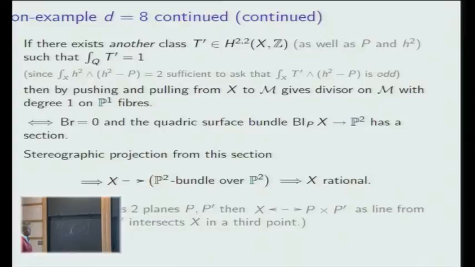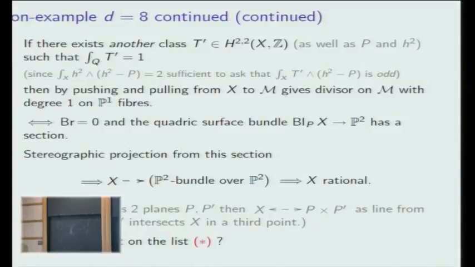If you take a point in one plane, a point in the other one, take the line between them, that intersects X in a third point. So that gives you the birational map. Okay, but just more generally, when you have this extra class, you become rational. In general, you're not rational. It's thought you're not rational, but it's not known.